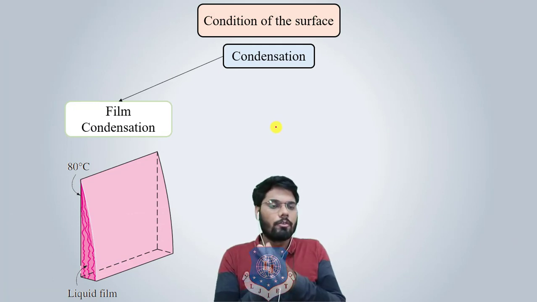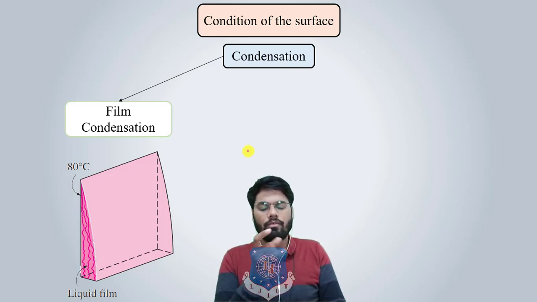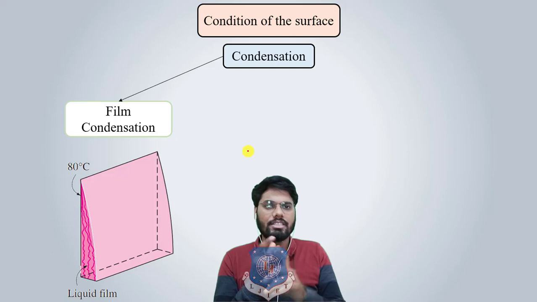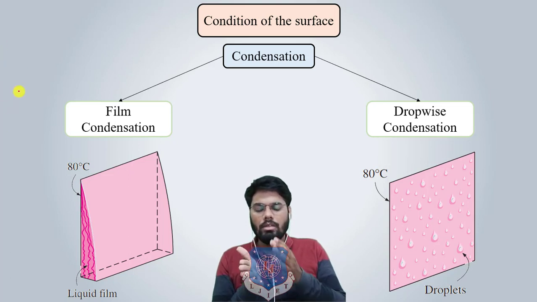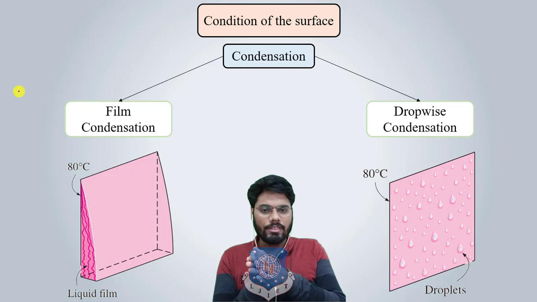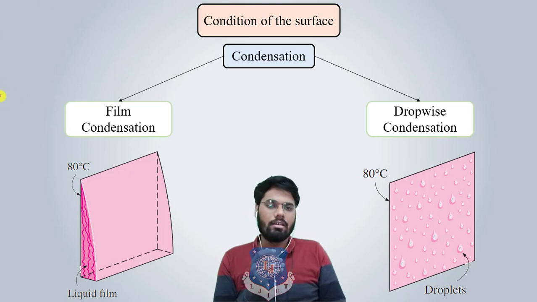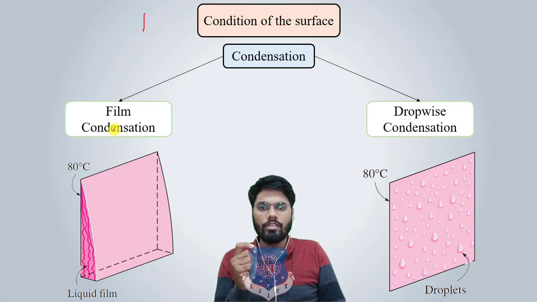According to the condition of the surface, condensation mainly happens in two ways. One is film-wise condensation, the second is drop-wise condensation. As you can see from this figure, in film condensation, the vapor condenses on the surface and forms a liquid layer, or we can say a film of liquid on the surface.